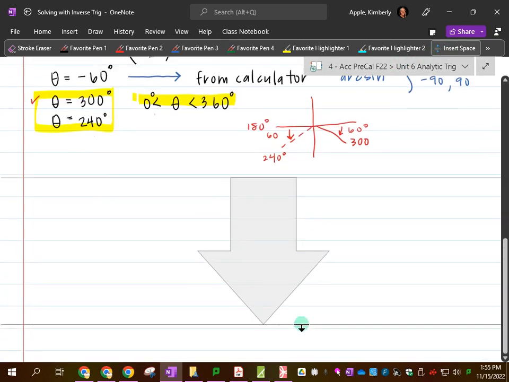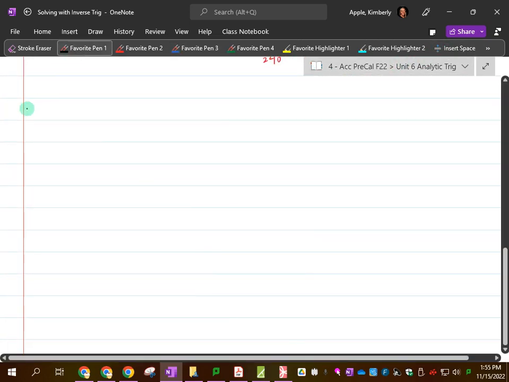So let's do another one that we can verify with our unit circle. Let's do a cosine now. Let's do cosine of theta equals -1/2. Let's find the values of theta with theta between 0 and 360 degrees that have a cosine ratio of -1/2 on the unit circle. You can give them to me in degrees when you find them. 240 and 120.